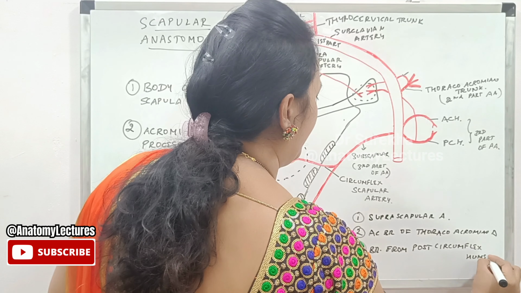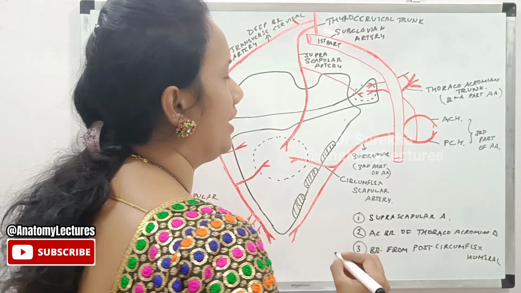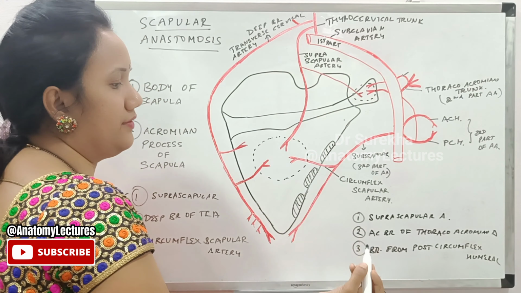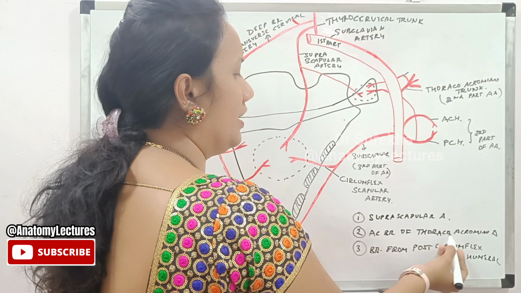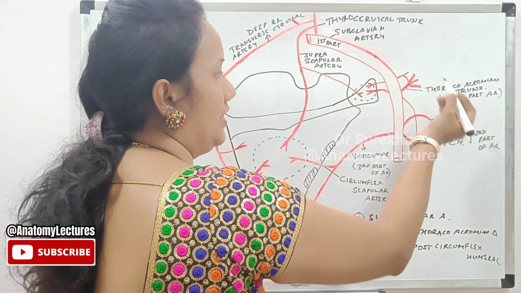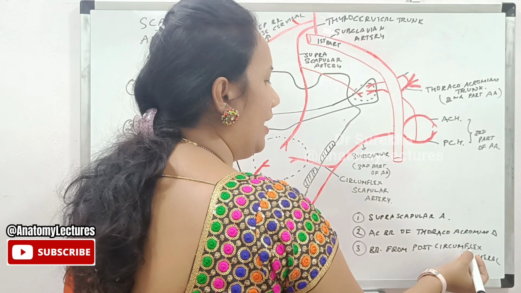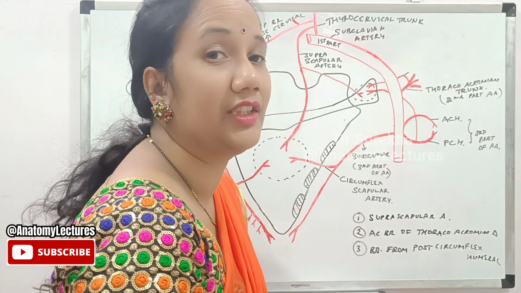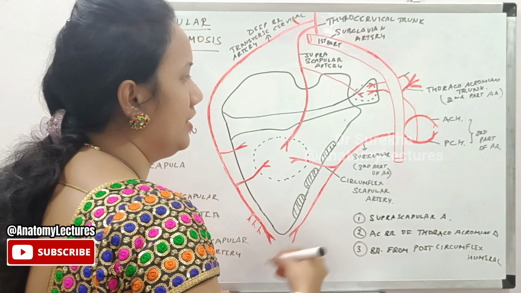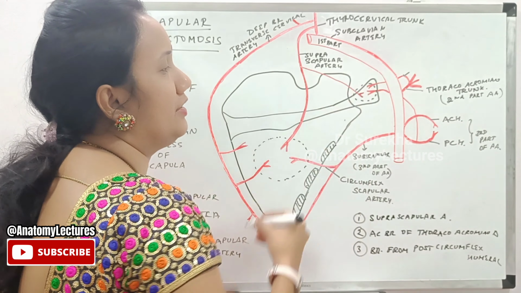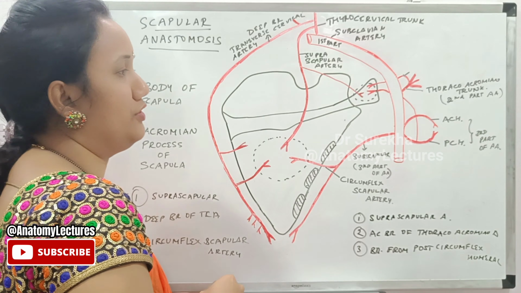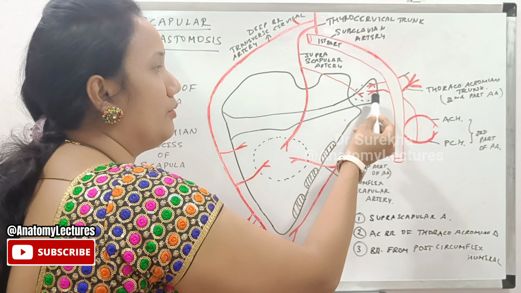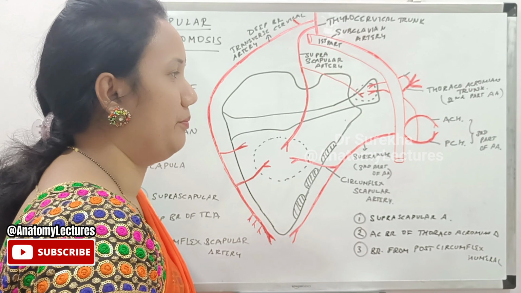So of these, if you see, the suprascapular artery is a branch of first part of subclavian artery. Acromion branch of thoracoacromion artery is a branch of second part of axillary artery, and a branch from this posterior circumflex humeral is a branch of third part of axillary artery. So these three arteries will take part in the anastomosis around the acromion process of the scapula.